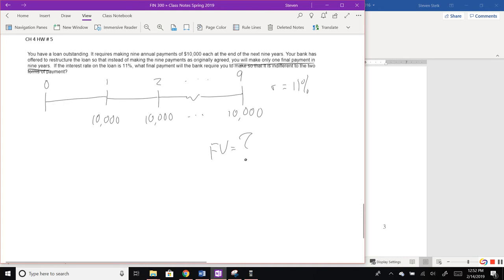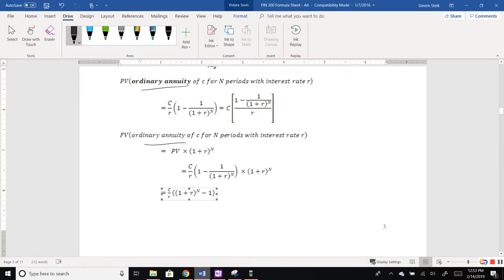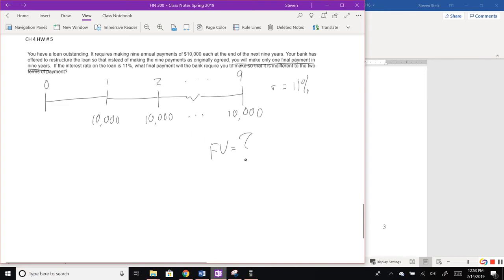If it were asking me what I borrowed today at time period 0, or what the value of it would be today, then we'd be looking for present value. In this case, we are looking for future value. I'm going to use the simplest form of the future value equation: the cash flow divided by R times the quantity 1 plus R raised to the n minus 1.